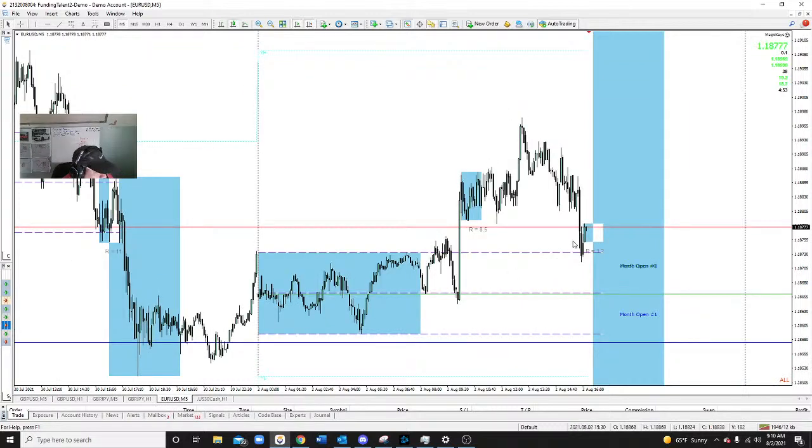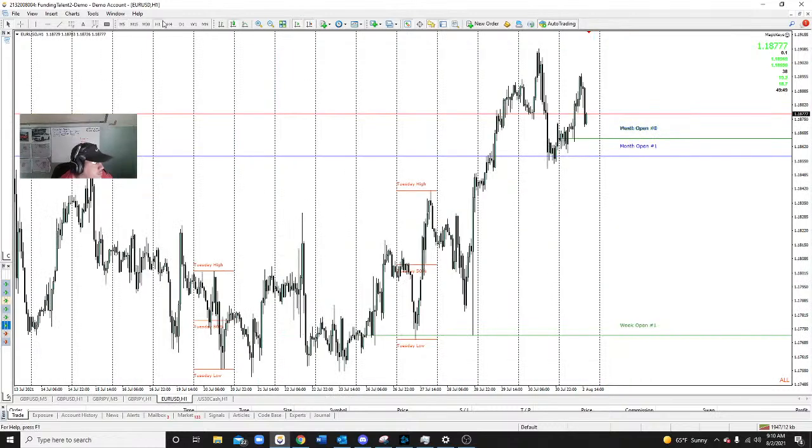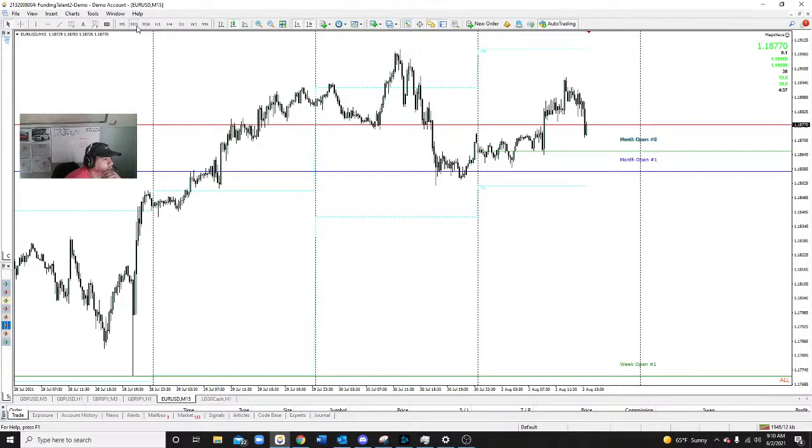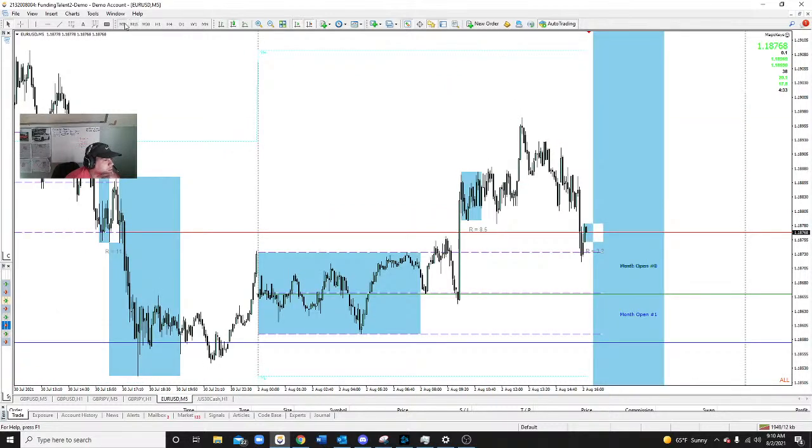Euro USD. I mean, yeah, on the higher time frame this looks trash. There's really no clear direction, at least for me to gauge. And it's just not something that I like right now on any time frame.